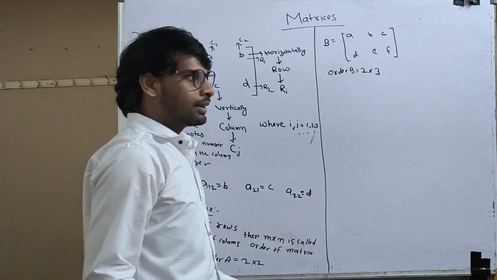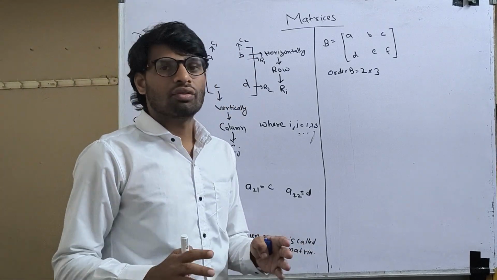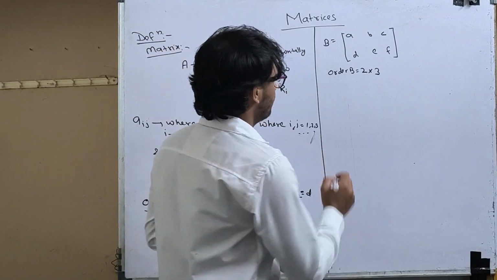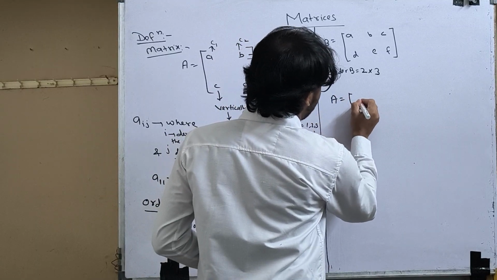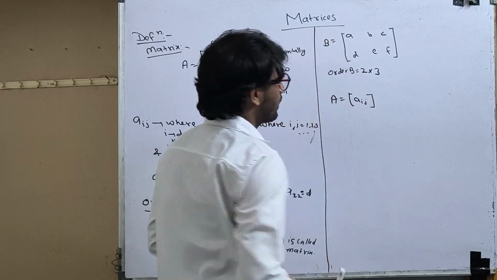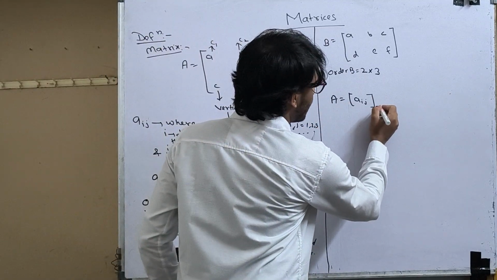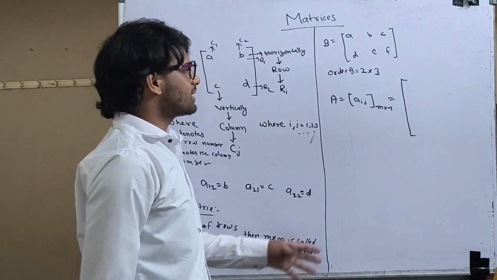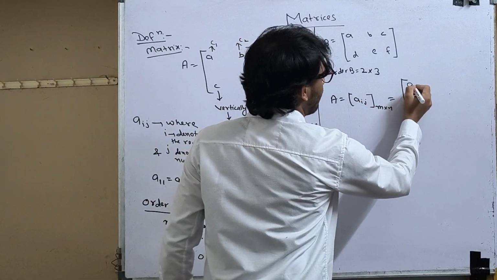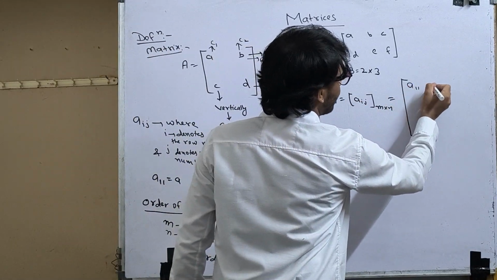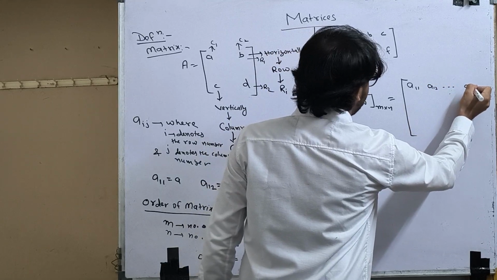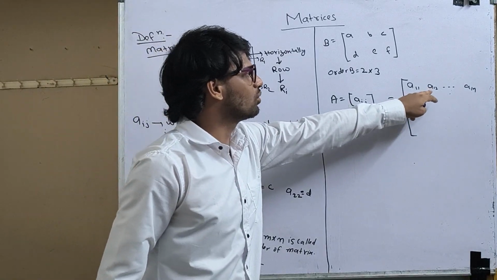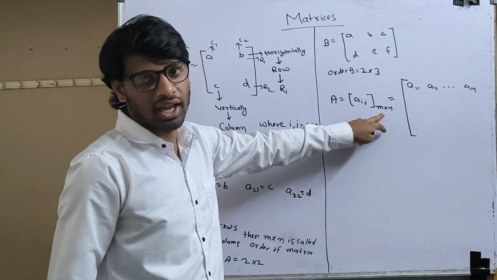Now, in general, an m by n matrix can be written in the form A equal to [aij], where the order is mentioned as m by n. All elements are aij, like a11, a12, dot dot, a1n. How many columns? The columns are n, so 1, 2, 3 and so on up to n. How many rows? m rows.